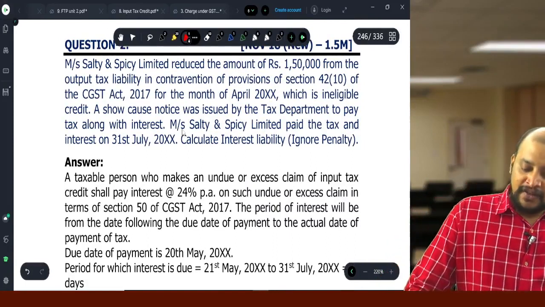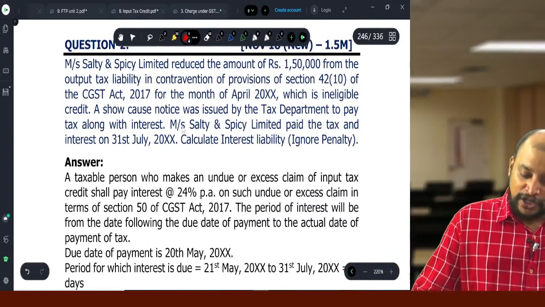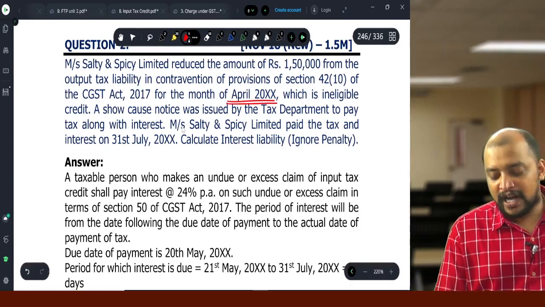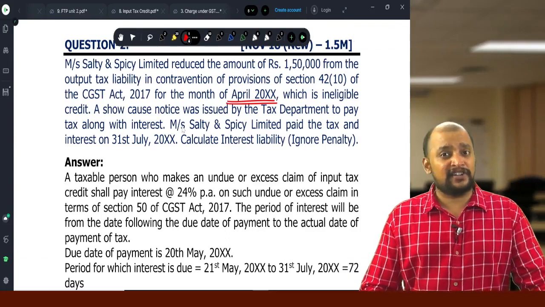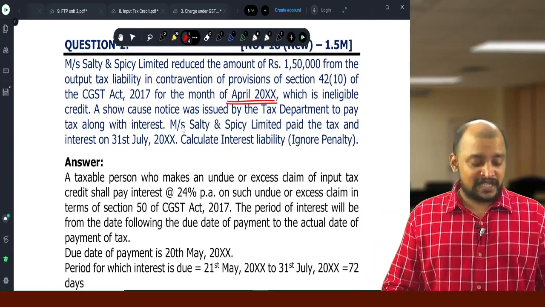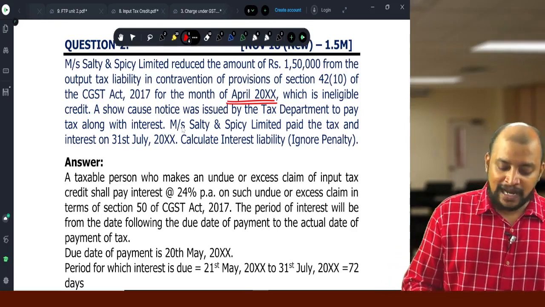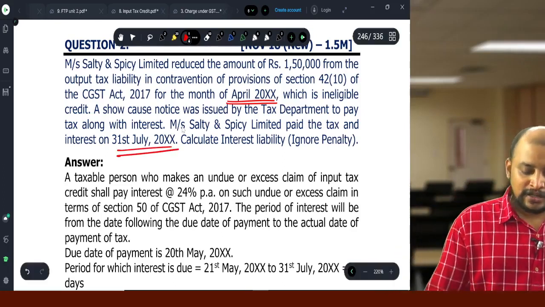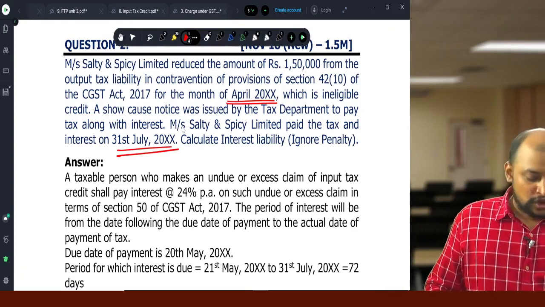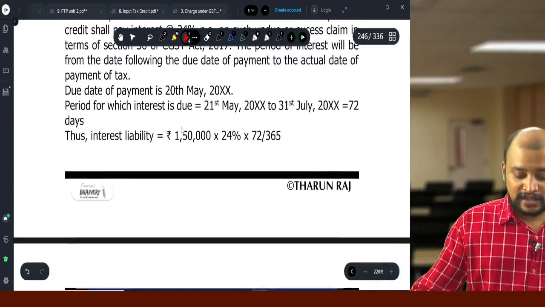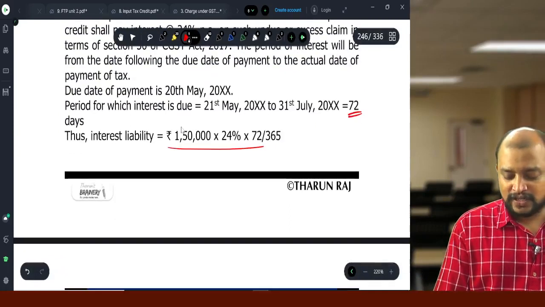Now, from the date on which we need to pay tax, 1,50,000 pertains to which month? April month. For April month, what is the due date? 20th of May. So we need to count from 21st May. So in May, 11 days. And till when are we paying? 31st July. So May over. Then June, 30 days. July, 31 days. So 72 days. For 72 days, interest will be computed.